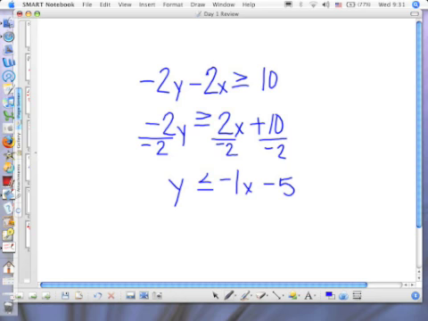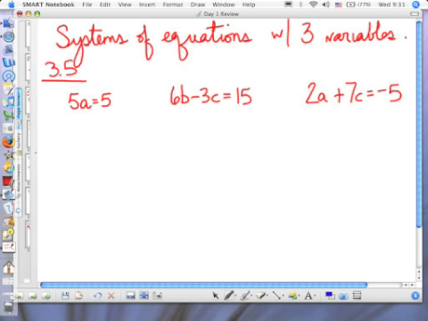Moving on to section 3.5. Systems of equations with 3 variables. Here is a system of equations. We've got A, we've got B, and we've got C. You will not have a complex one where all 3 equations have all 3 letters in it. I'm not going to do that to you, just because we don't have time for you to sit there and work on that problem for 20 minutes. I'm not going to have an equation with ABC, ABC, ABC in all of them.